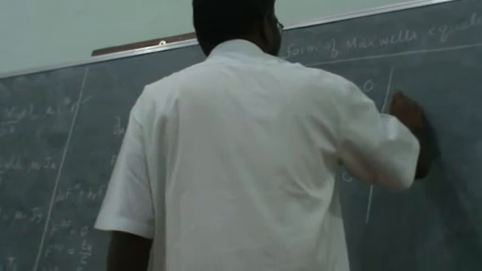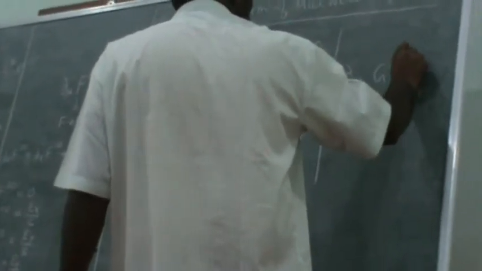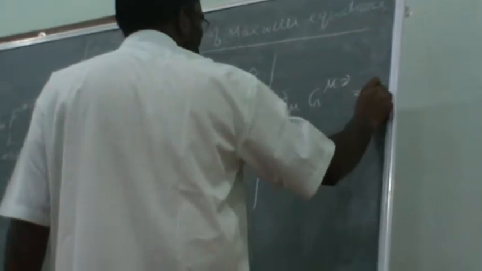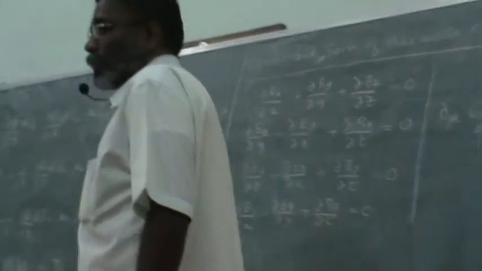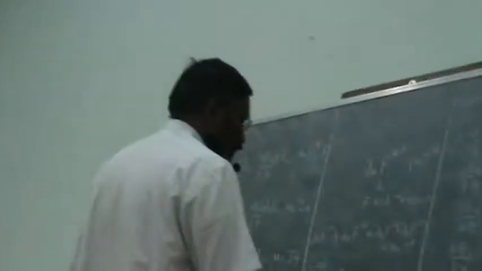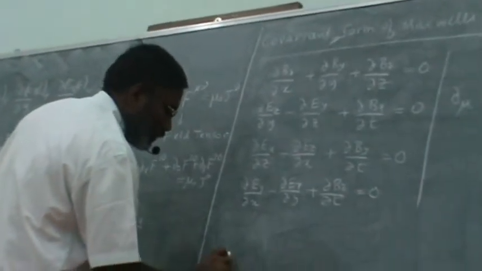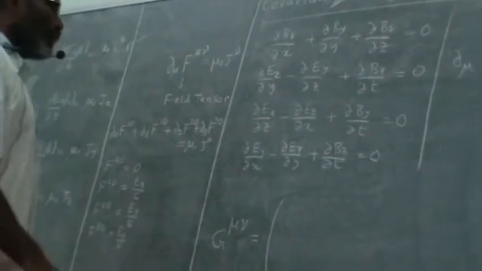So we are going to have an equation like ∂μ G^μν is equal to 0. So this will be another field tensor. So this pair of field tensors, F^μν and G^μν, describe the electromagnetic field. So what is G^μν? How do we write it?